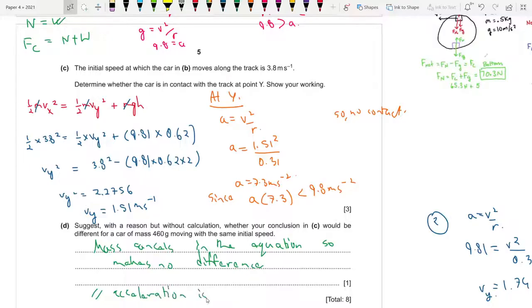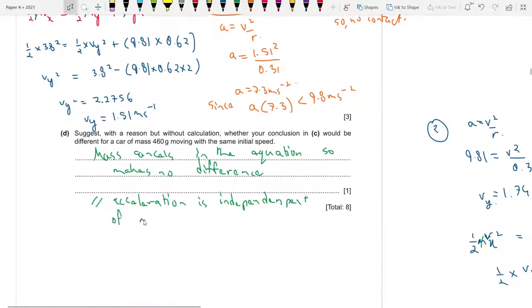Or you could go for this. Acceleration is independent of mass because a is equal to v squared by r, right? So it makes no difference.